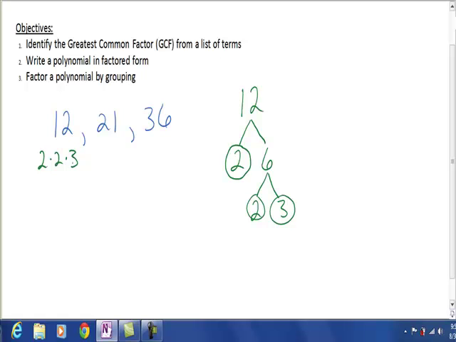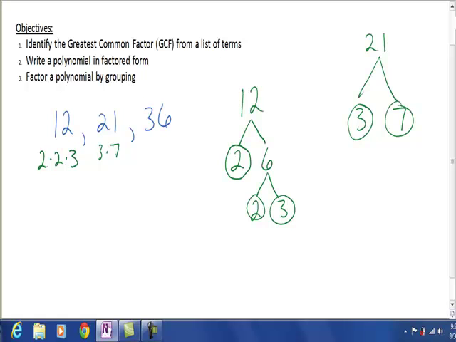All right, let's do the same thing for 21. 21's pretty quick. One step. The only thing you can do is 7 times 3, or 3 times 7. The order doesn't matter. Well, those are both prime numbers, so we're done. There's not any further that I can break that down. So 21 is just 3 times 7.